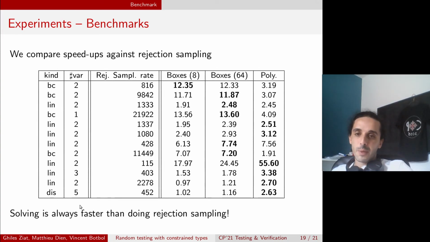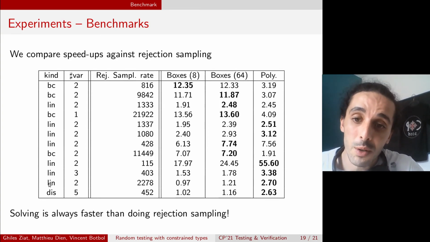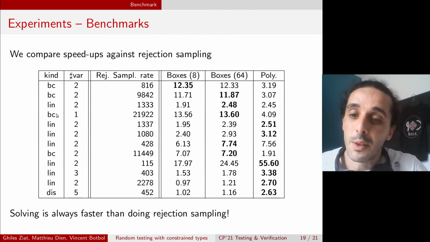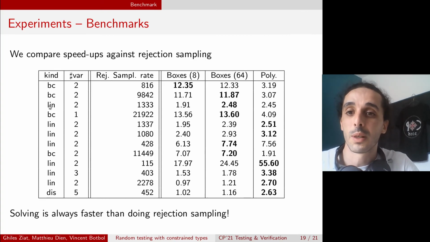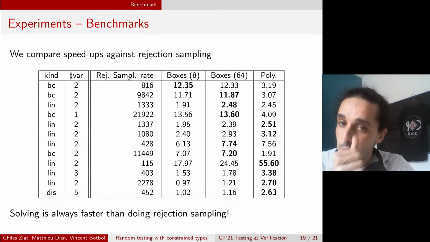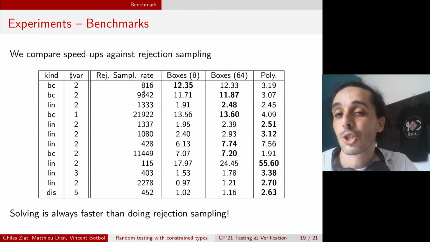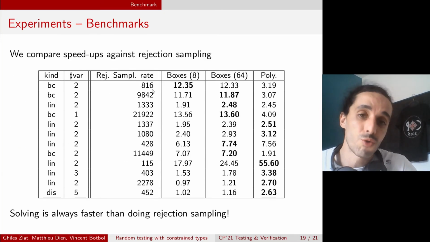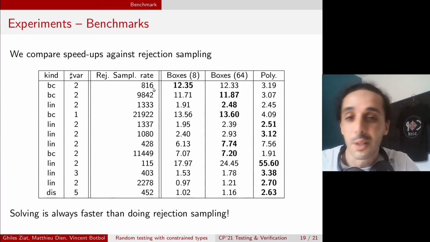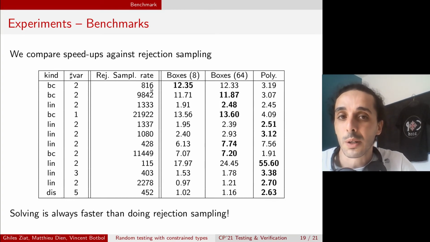This gives some information about the constraint type: the number of variables present in the CSP we extract from this constraint type, and the kind of constraints that constrain the type. BC stands for bound constraint and lint stands for linear constraints. This is the sampling rate we obtain using rejection sampling, and by that I mean that no constraint solving is involved. Everything we do is generate values and keep the ones that satisfy the constraint.